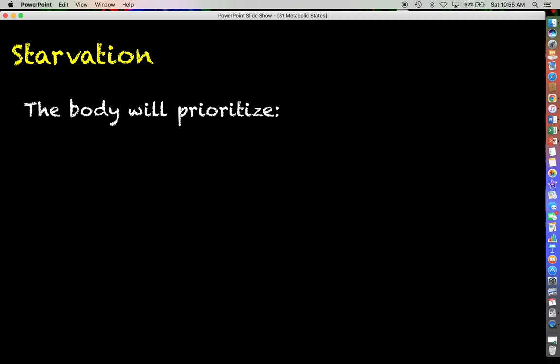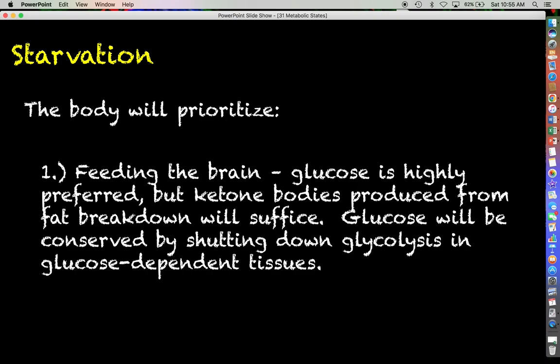So in the starved state, the body is going to prioritize a couple of things. Number one, most important thing to prioritize, we have to feed the brain. As we mentioned, glucose is the number one most highly preferred form of nutrition for the brain, but in a pinch, the brain can use what are called ketone bodies. Ketone bodies are a type of organic molecule that are produced from the breakdown of fat through beta oxidation. So if we no longer have glycogen to tap into and we're having to burn fat for energy, then those released ketone bodies can actually be used by the brain for energy. But again, this is very much not ideal.